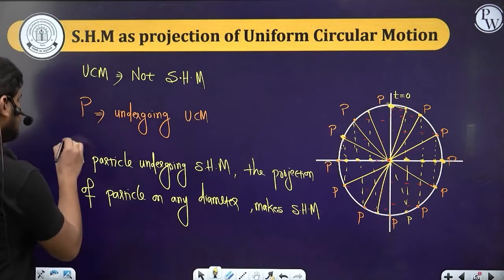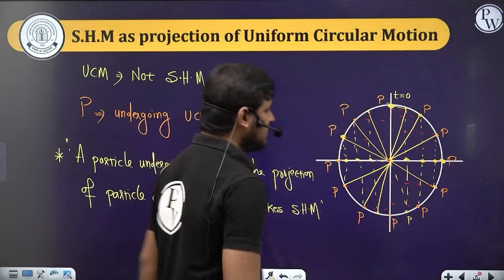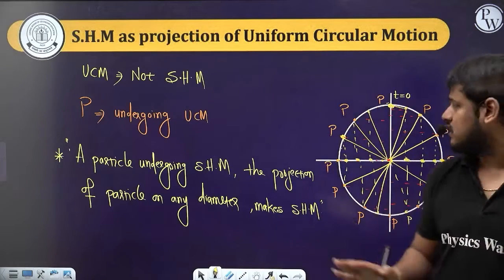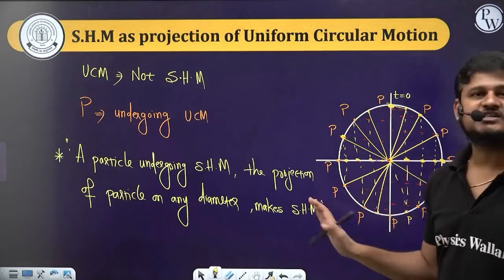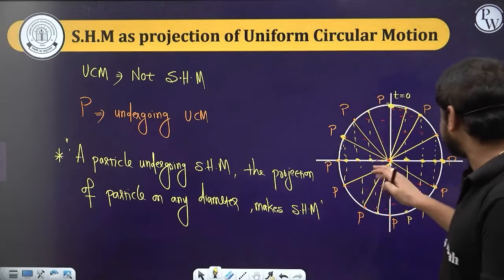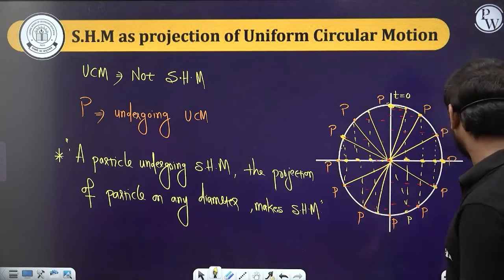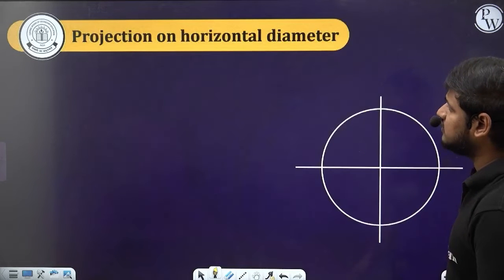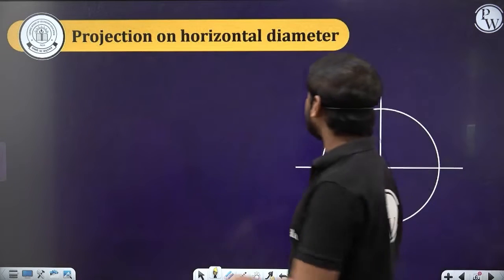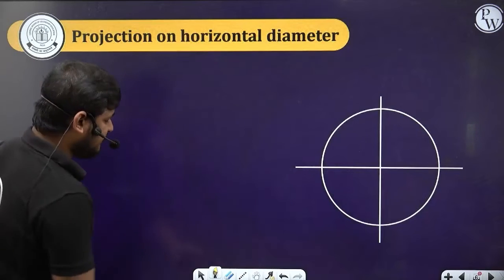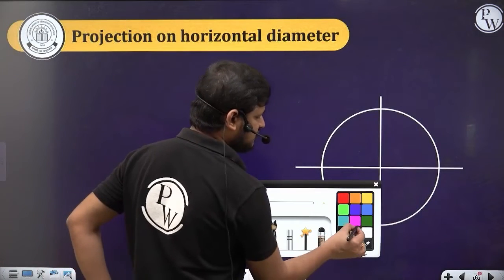So, clear this point? Understood everyone? Either it's a horizontal diameter or the vertical diameter, it doesn't matter. In both the cases it performs S.H.M. Right? Done? Chalo. So let's go for the projection on the horizontal diameter. We will consider different scenarios. So try to understand this part.